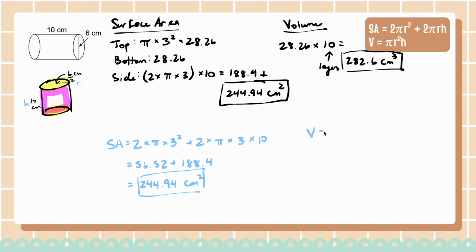And if we want to use the formula, I can take pi, multiply it by r squared, which is 3 squared, multiply it by the height, which is 10, and all of this together gets me 282.6 centimeters cubed as well. And that's how you solve for the surface area and volume of a cylinder.